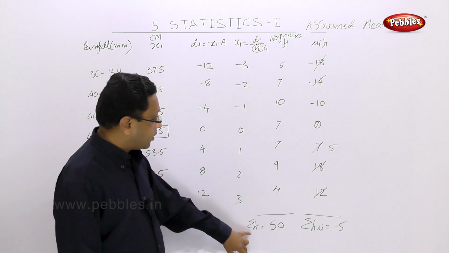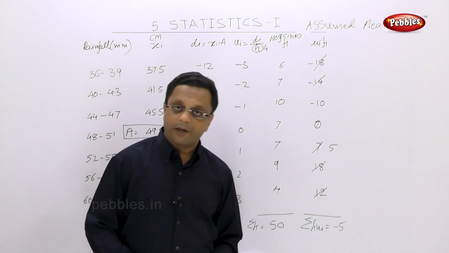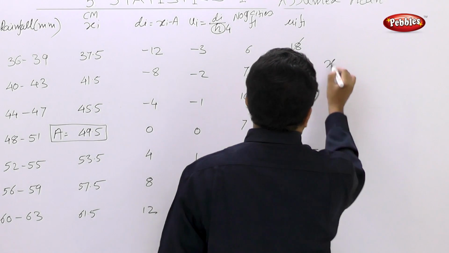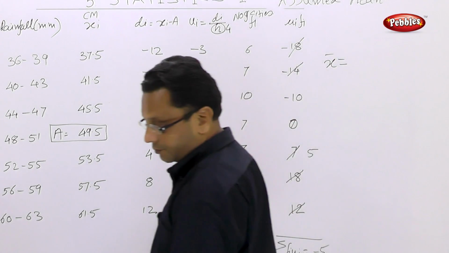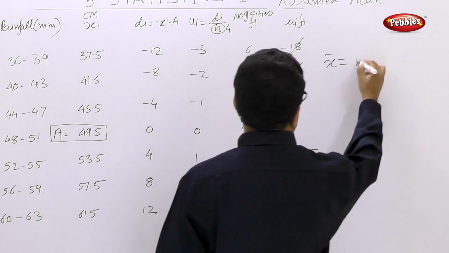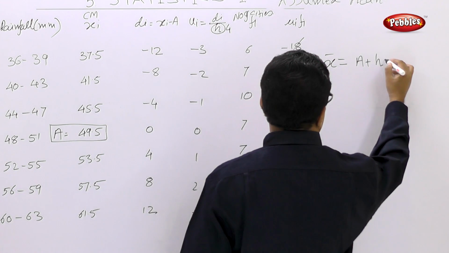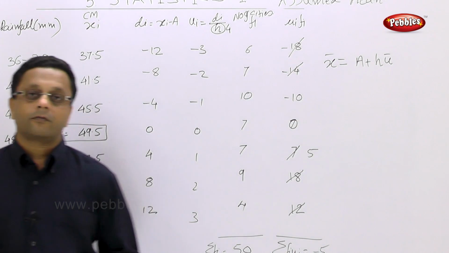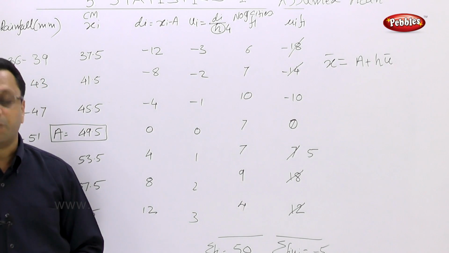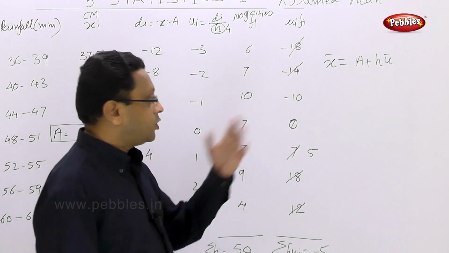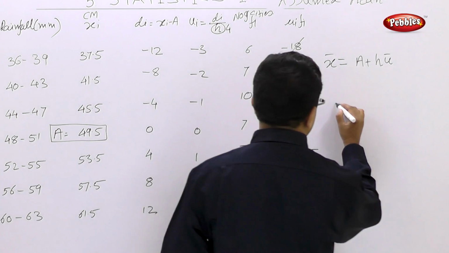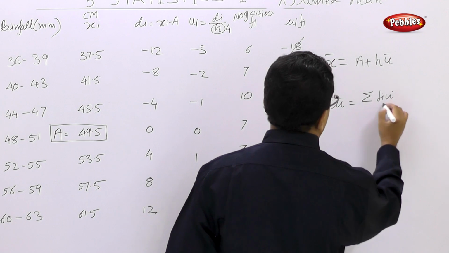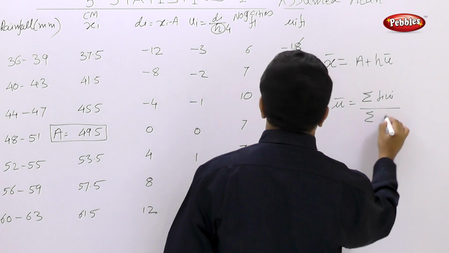So here we have found sigma fi and sigma fi ui. Now how do we find the mean? Let us see the formula for that. The mean formula is: x bar is equal to a plus h u bar. What is u bar? u bar is sigma fi ui upon sigma fi.